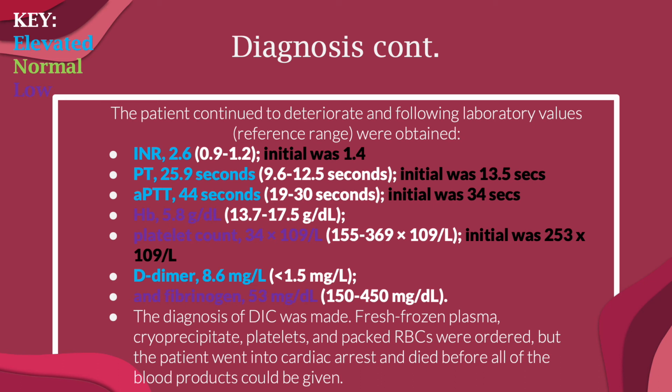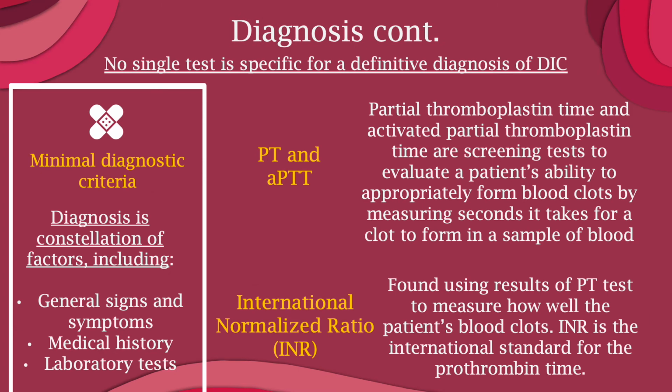Fresh frozen plasma, cryoprecipitate, platelets, and packed red blood cells were ordered, but the patient went into cardiac arrest and died before all of the blood products could be given. Connecting back to the background, we remember that when a patient has DIC, the mortality rate can be between 30 to 50%.